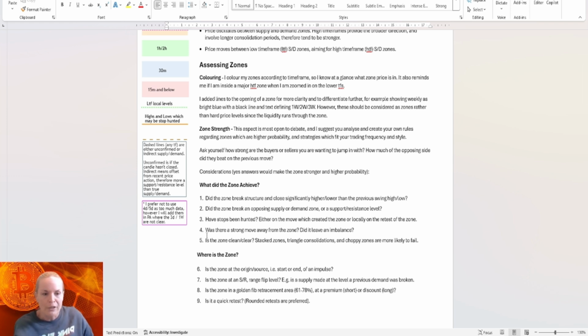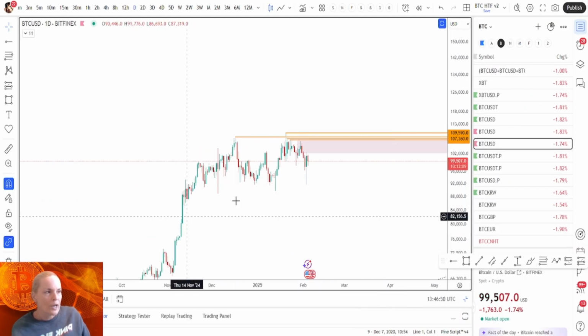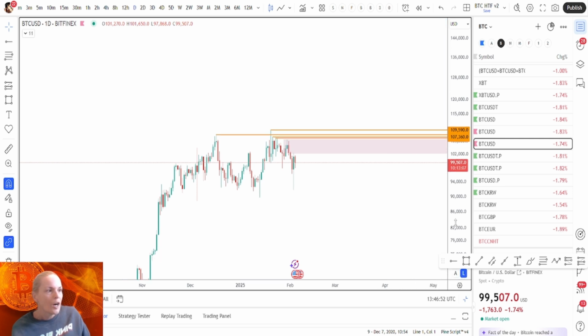If you're finding a lot of your trades are not working, then maybe look a bit more closely at this. Then finally, is the zone clean or clear? Stacked zones, triangle consolidations, etc., are much more likely to fail.